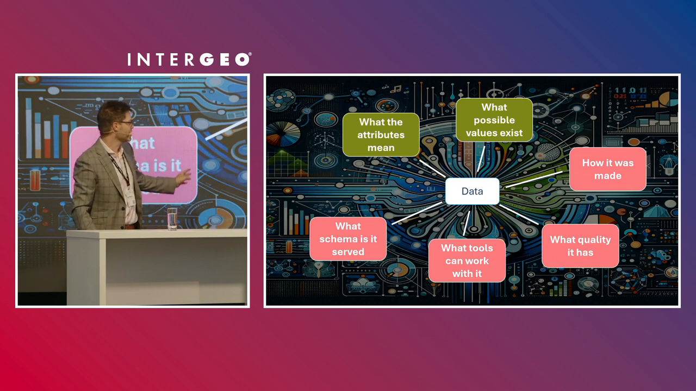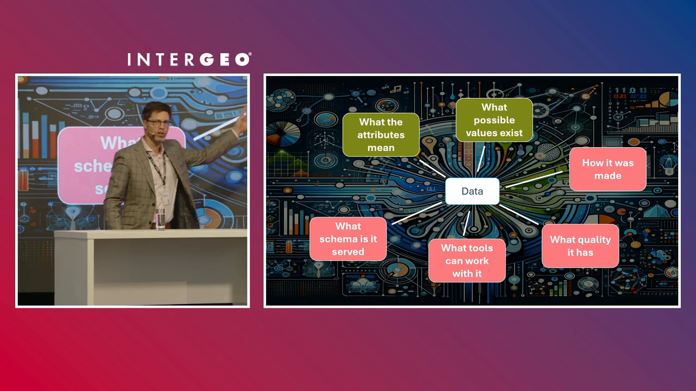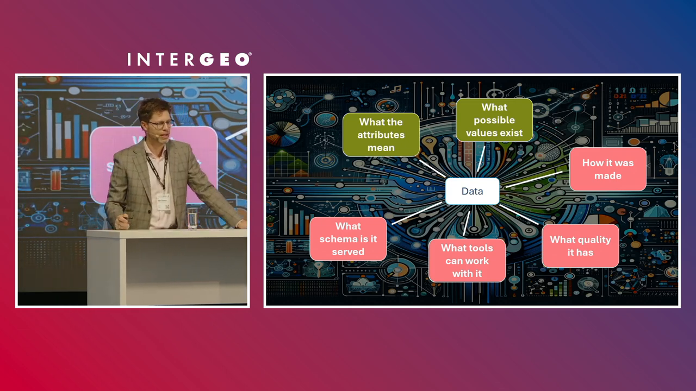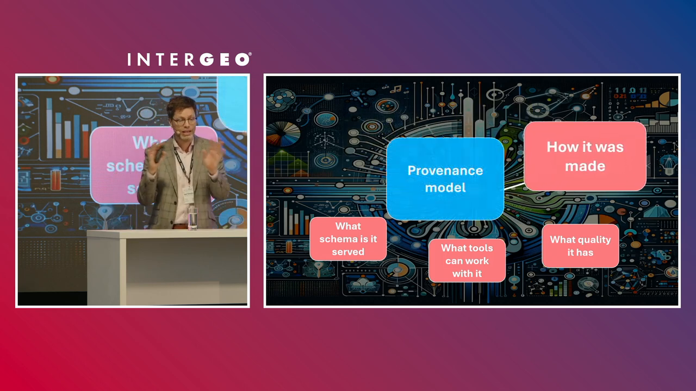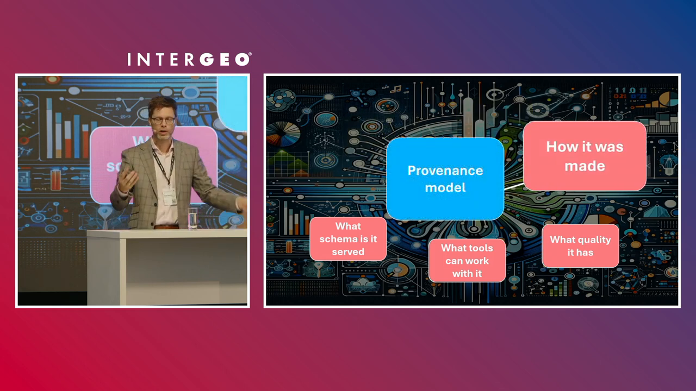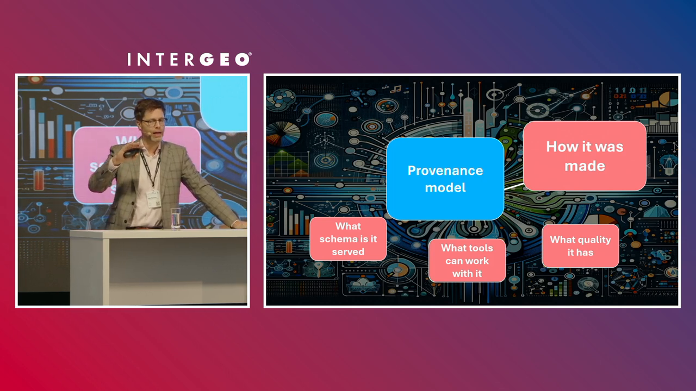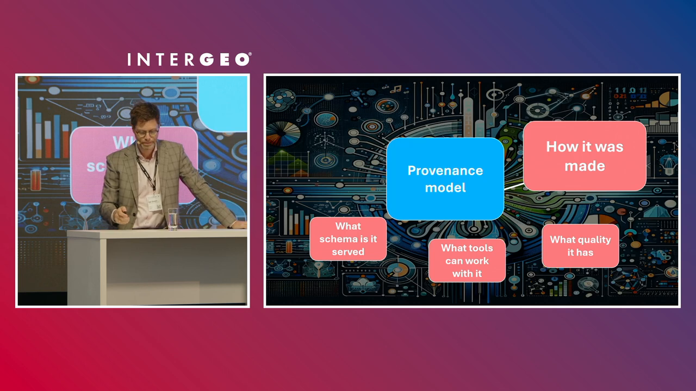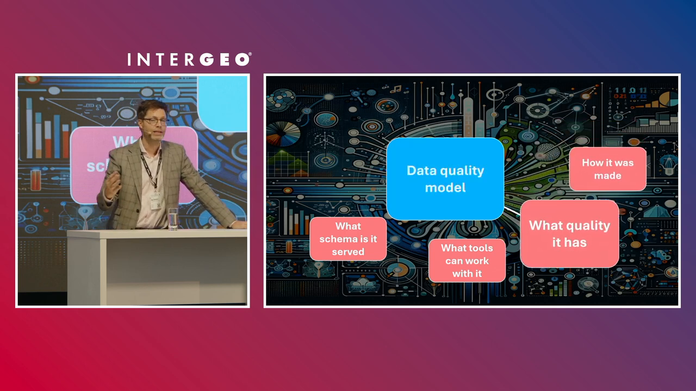And then I have these other aspects. What tools can I use to work with this data? What schema was used to produce the data? So what we need is individual models. We need models like a provenance model that helps me to understand how something was created and how it changed over time. Then I need a data quality model.